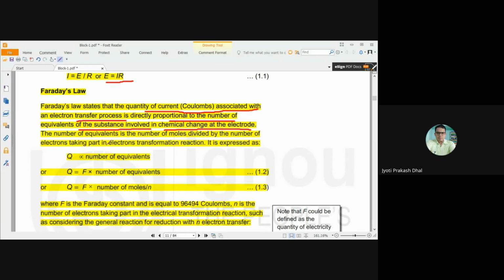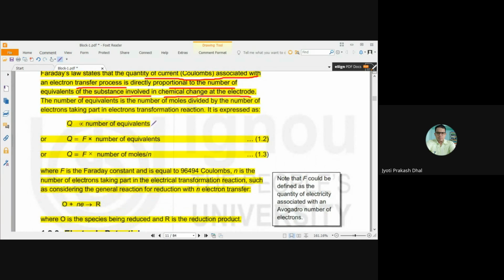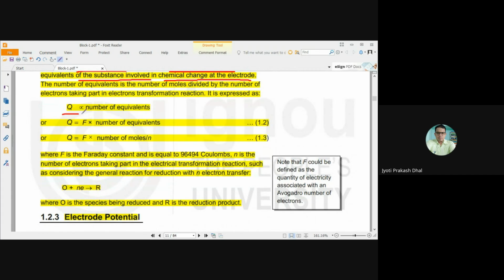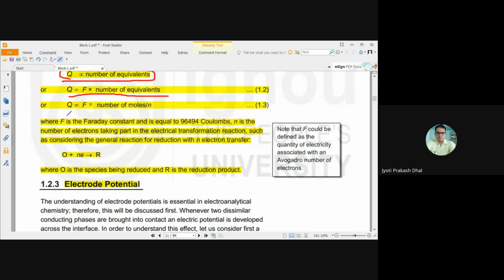of chemical change. Here the number of equivalents is the number of moles divided by the number of electrons taking part, and that is called the number of gram equivalents. That means Q is directly proportional to the number of equivalents. This is the mathematical statement of Faraday's law: Q equals some constant F times the number of equivalents, and similarly, Q equals F times the number of moles divided by N. Number of gram equivalents means moles by valency, or moles by N.